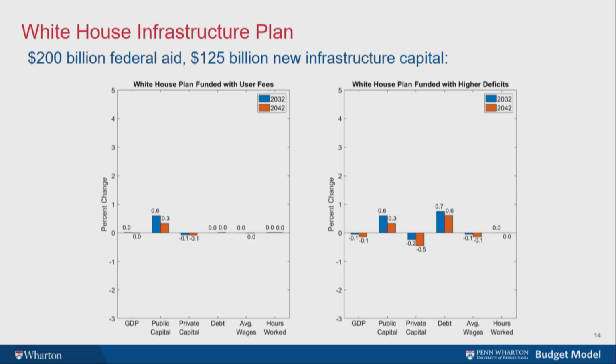Offsetting that, on the other side, is a slight decrease in private capital from the general economic effects and the taxes here. So the negative private capital is pulling down GDP, and these two effects offset each other, and basically there's a very, very small positive effect in the end. The rest of the economy is effectively unchanged. Debt, well, the program is paying for itself with its user fees, so we don't get any more debt, and average wages and hours worked don't change at all either.